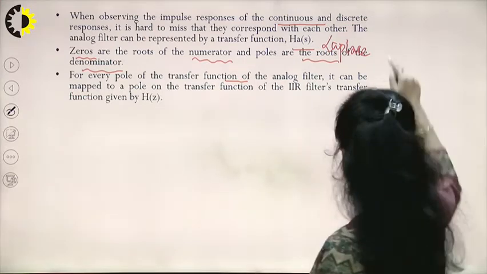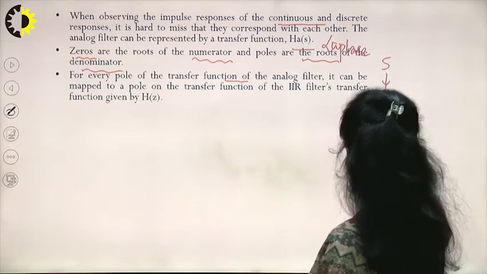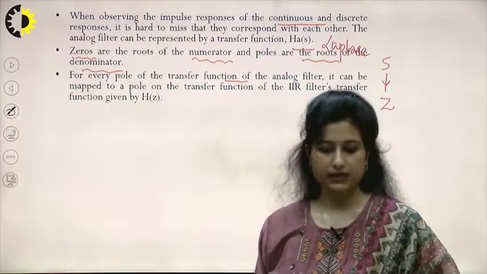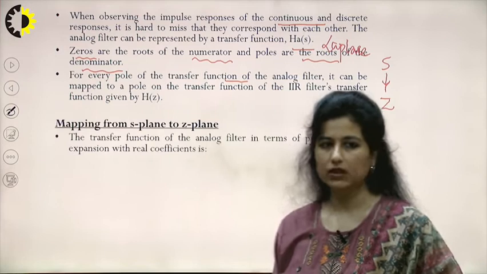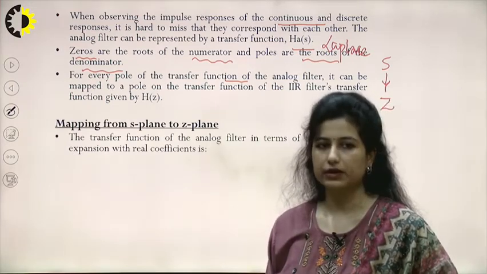Or particularly, when I talk about the S domain, I'm mapping all the points of poles and zeros in the Z domain, that is the Z transform. So how is that mapping performed when we are talking about this impulse invariant transformation?